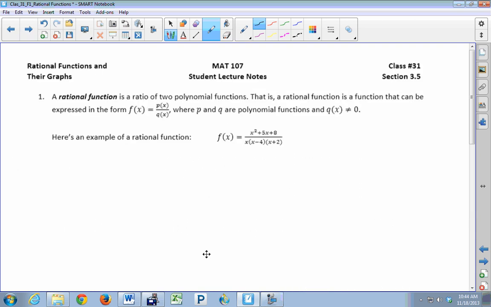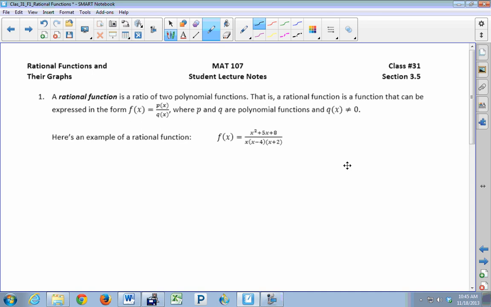So let's start off today with rational functions and their graphs. A rational function is the ratio of two polynomials. That is, a rational function is a function expressed as p of x over q of x, with p and q being polynomial functions, and q of x is not zero. Why do you think q of x cannot equal zero? Right, you can't divide by zero.